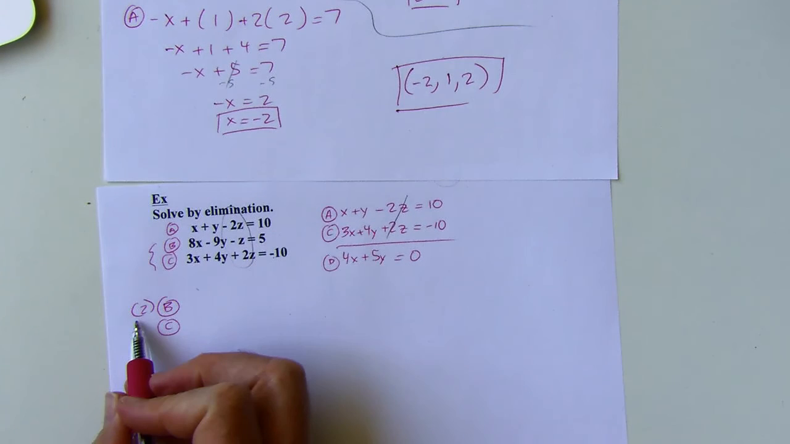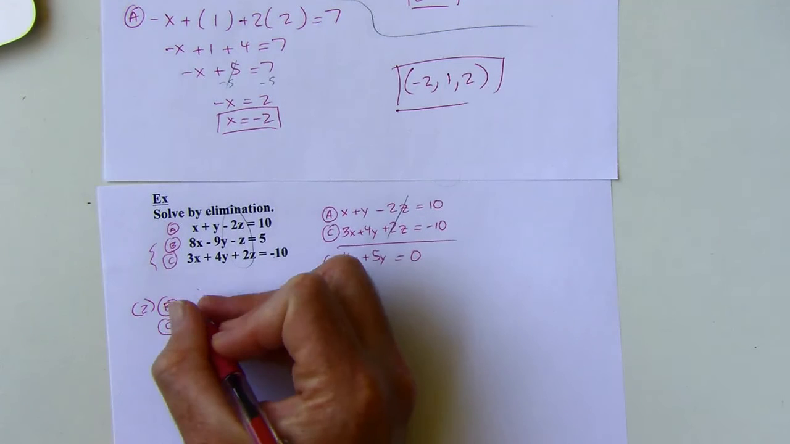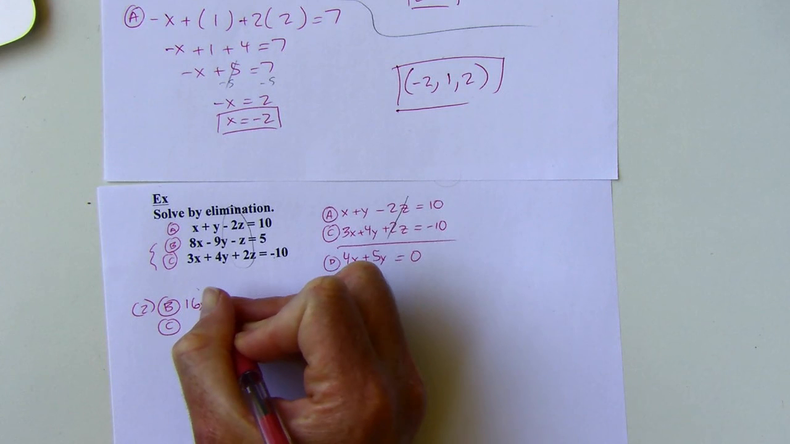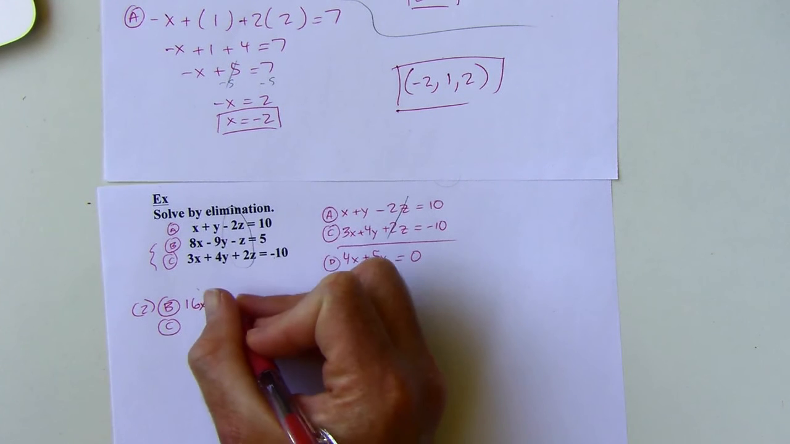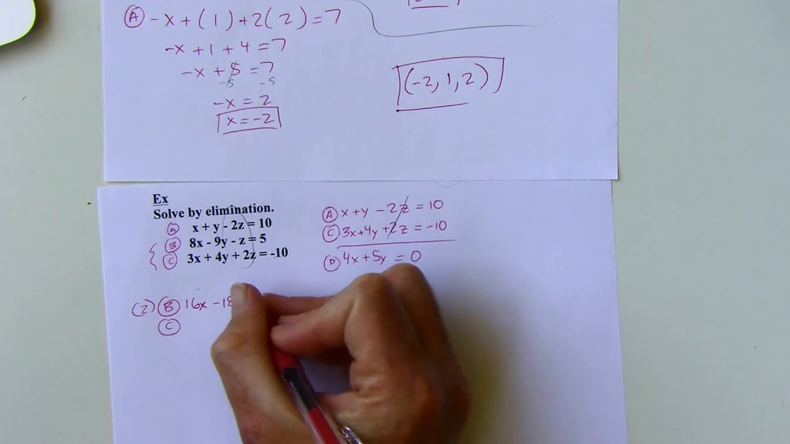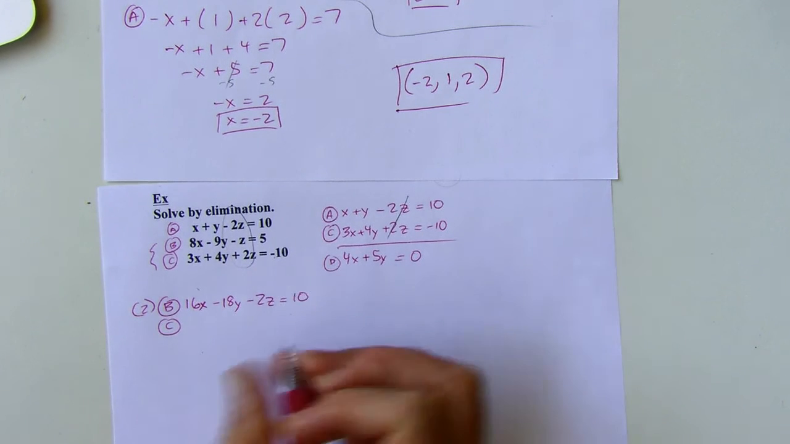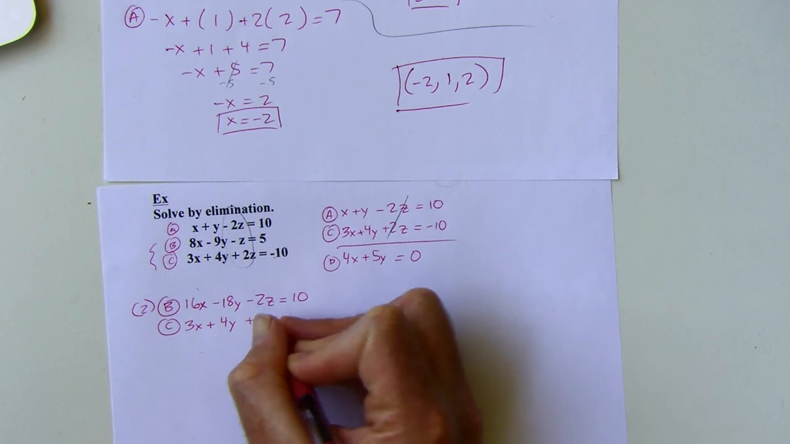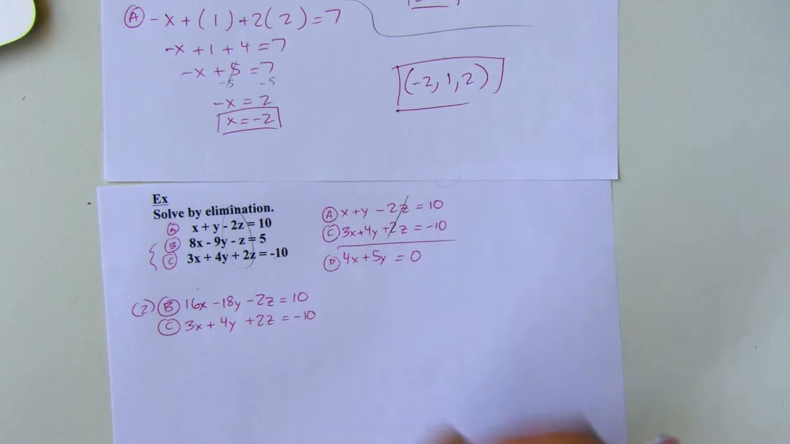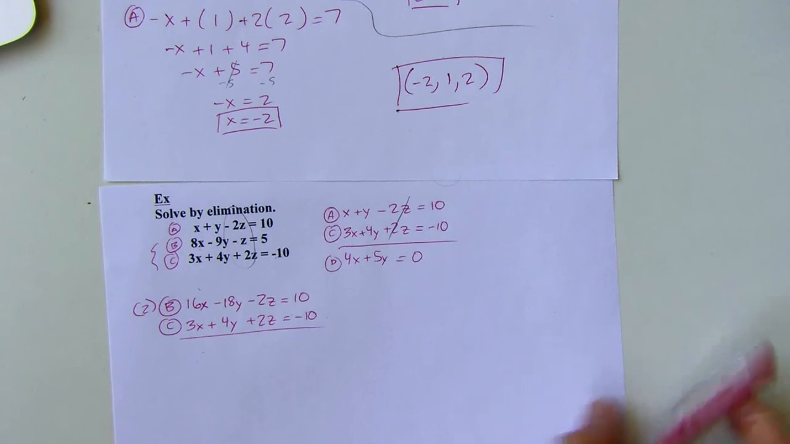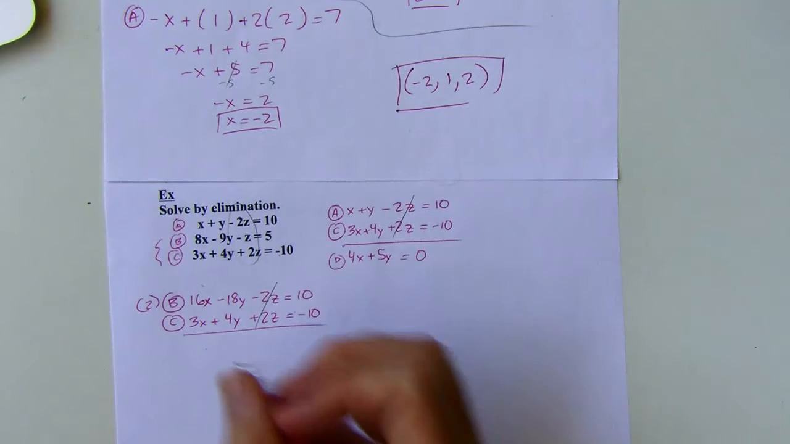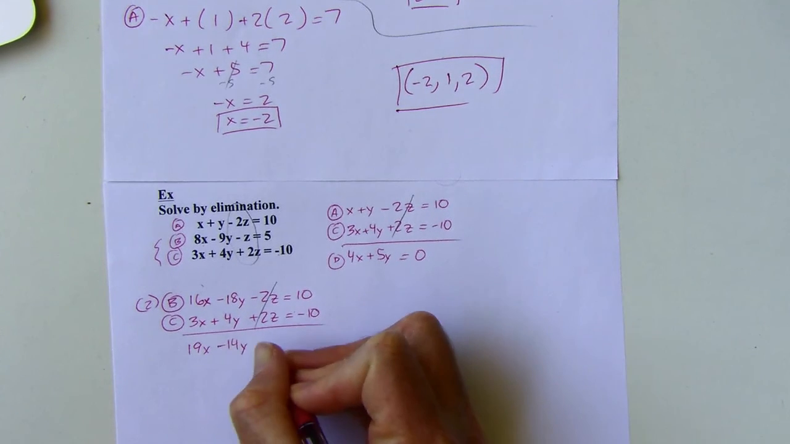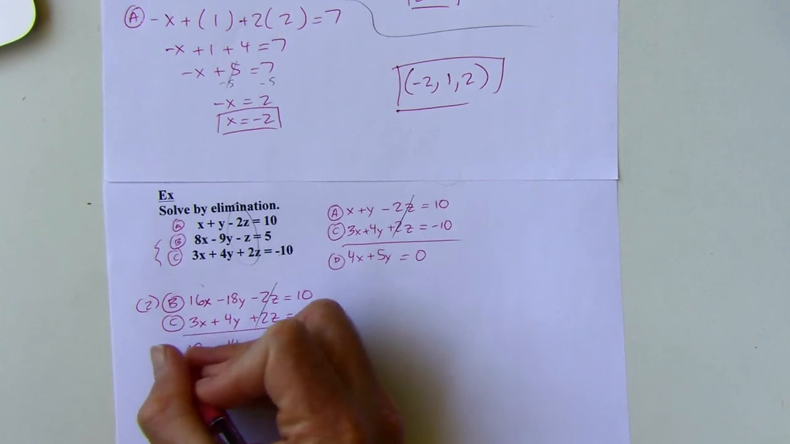Make myself a little note what I'm doing with equation b. So 8x times 2, 16x. Negative 9y times 2 would be negative 18y. Negative 2z equals 10. Okay, leaving equation C alone. Okay, and let's eliminate again here. I've got 19x minus 14y equals 0. Okay, and there's equation E.